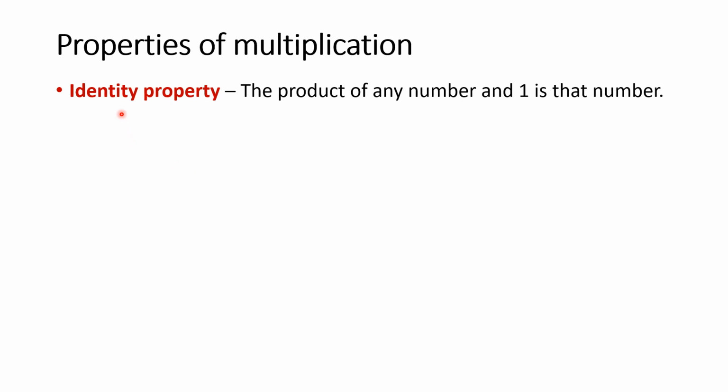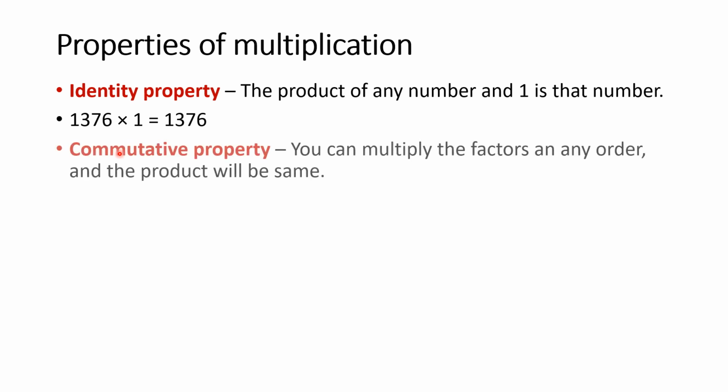Let us revise properties of multiplication. The first property is the identity property. The product of any number and 1 is that number. It means 1376 multiplied by 1, then we get again 1376. It means any number multiplied by 1, we get that number itself.